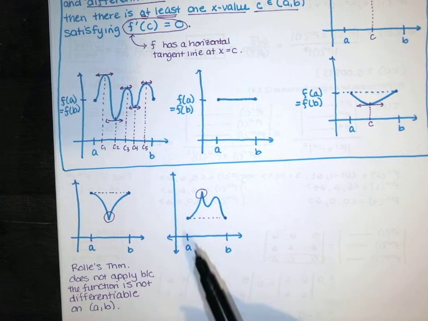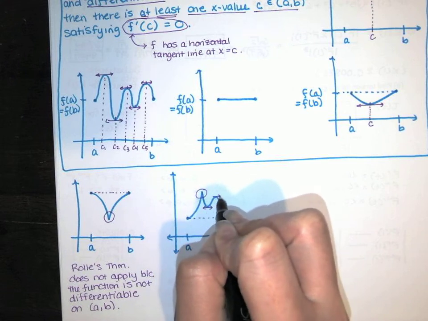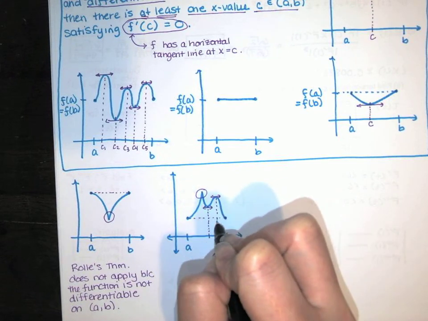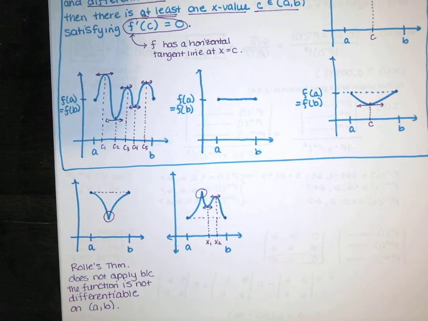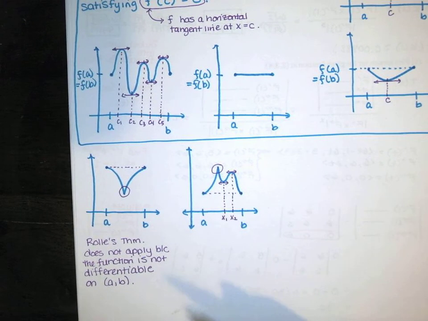Now, Rolle's theorem does not apply to this either, but there are actually 2 x values where the slope is 0. So there's an x value where the slope is 0, and there's an x value where the slope is 0. I'll call those x1 and x2, x sub 2. But Rolle's theorem doesn't apply here.